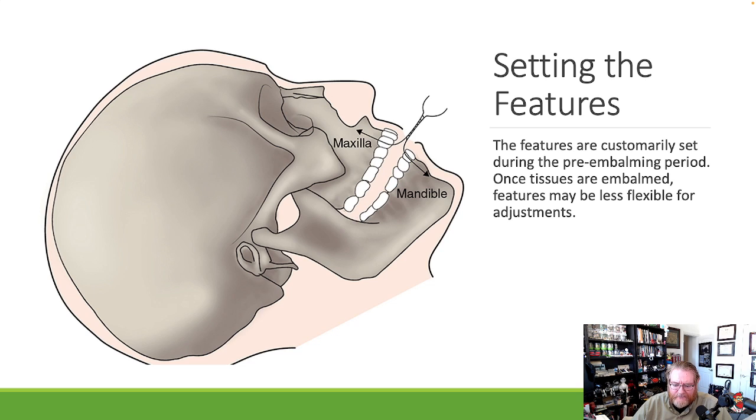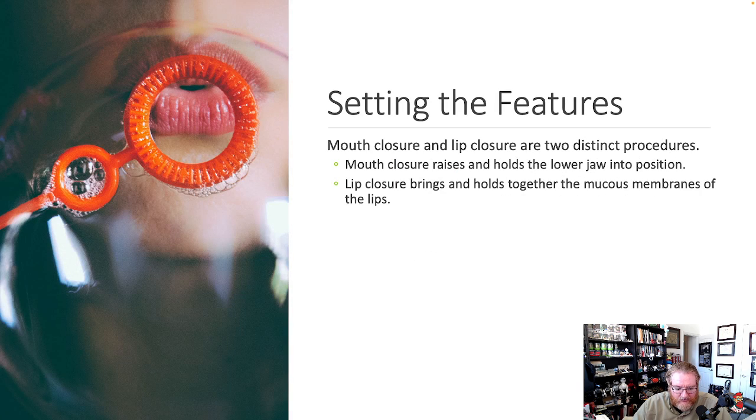So, setting features. The features are commonly set during the pre-embalming period. Once tissues are embalmed, features may be less flexible for adjustments. Mouth closure and lip closure are two distinct procedures. Mouth closure raises and holds the jaw into position. Lip closure brings and holds together the mucous membranes of the lips.